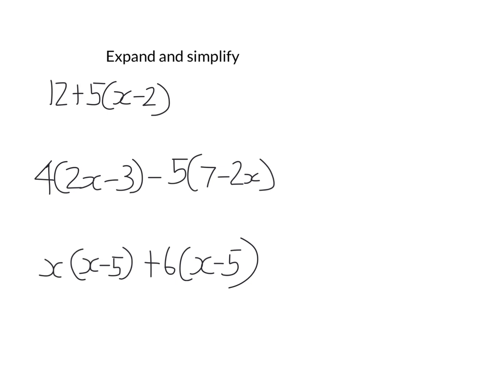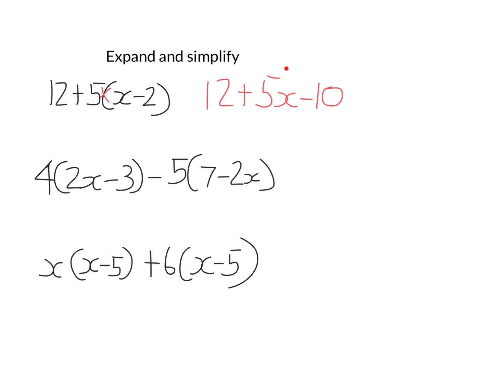The reason is we still have to respect the order of operations. Remember, no operation in algebra means times. This is 5 times x minus 2. So we actually have to do this first and then add 12. So when we're expanding, we go 5 times x is 5x. 5 times negative 2 is negative 10. We're leaving the 12 alone for now because we have to do multiplication first.